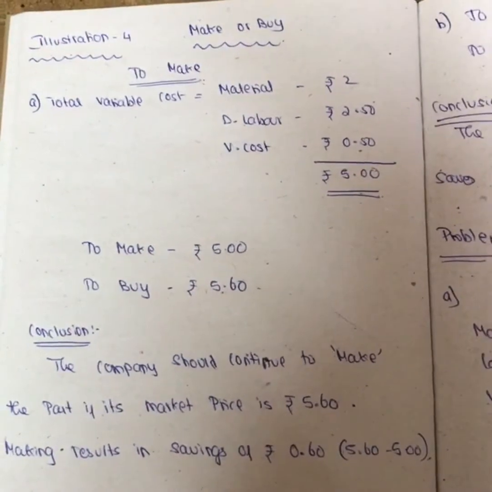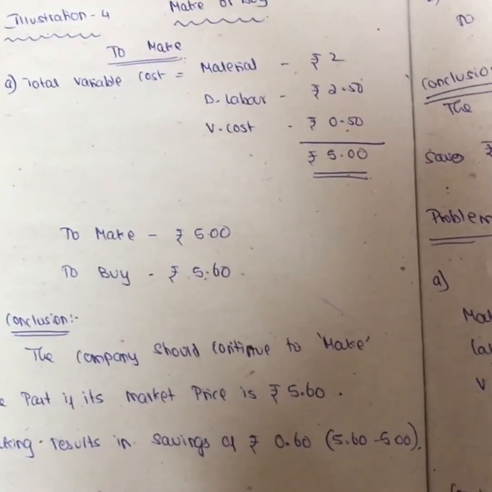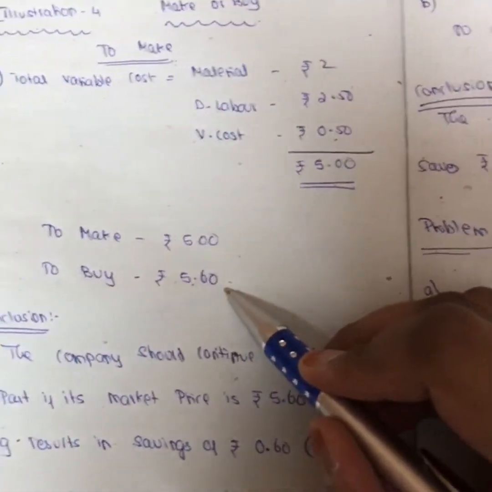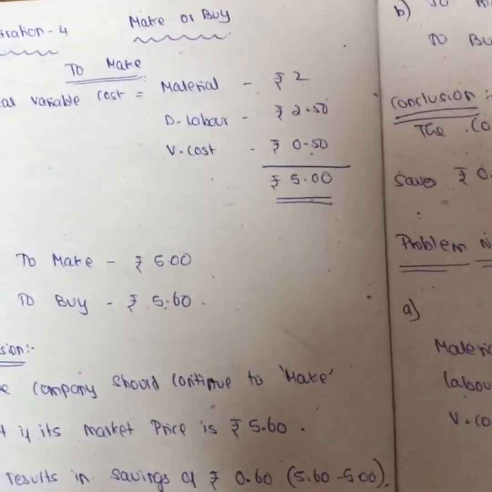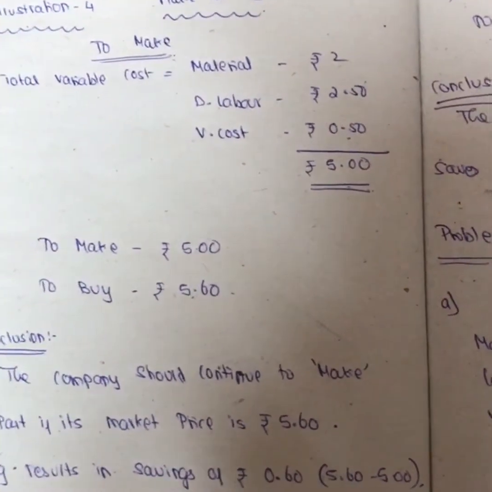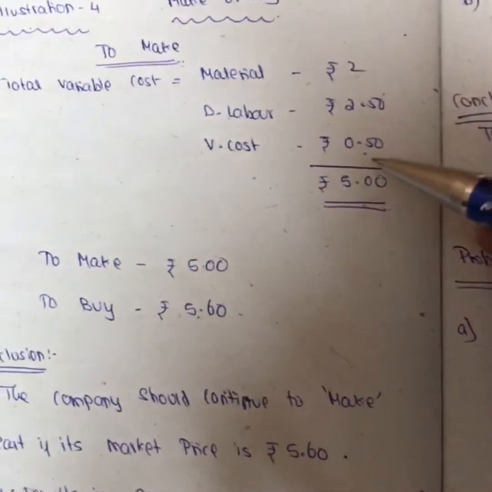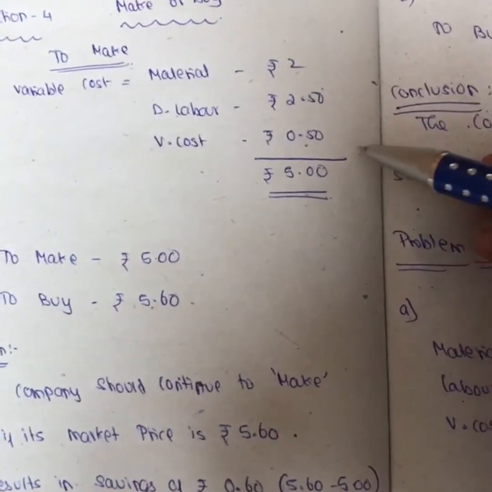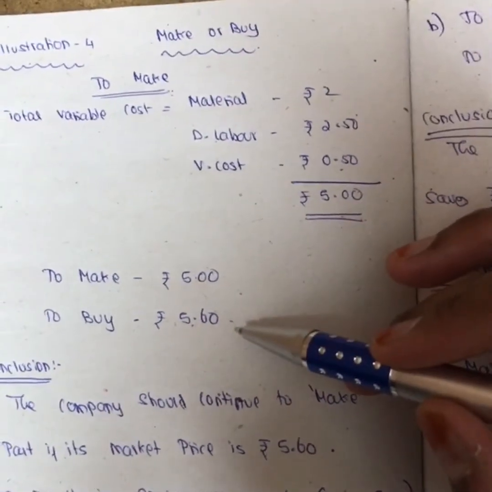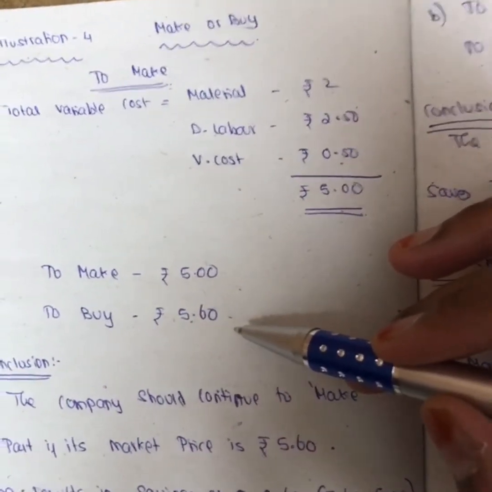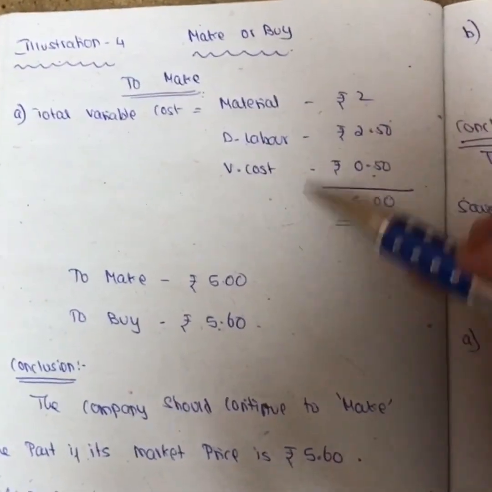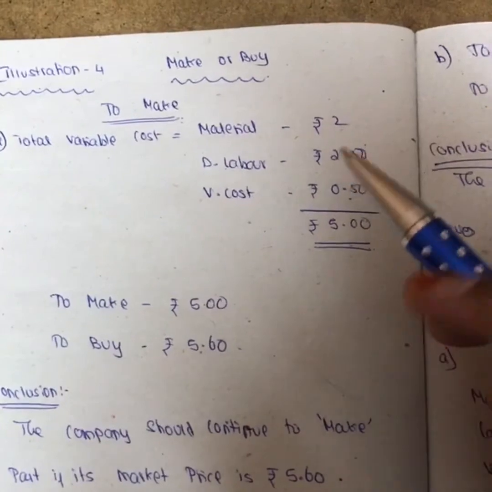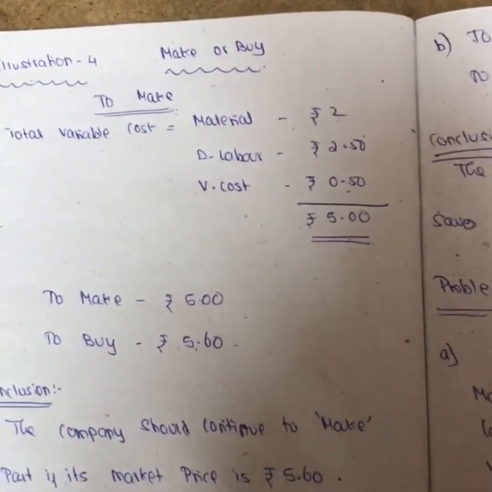The only concept you should know is that you should ignore fixed cost. In the question they will tell you how much he is purchasing from the outside supplier. The only thing you have to calculate is the variable cost. Just calculate the total variable cost, compare this with the purchase cost, and then take the decision.